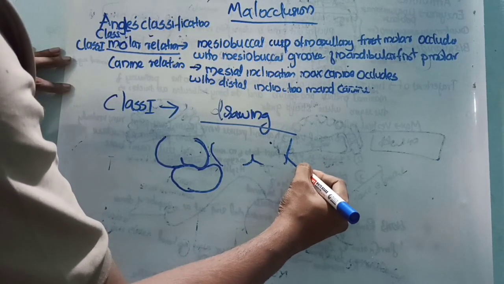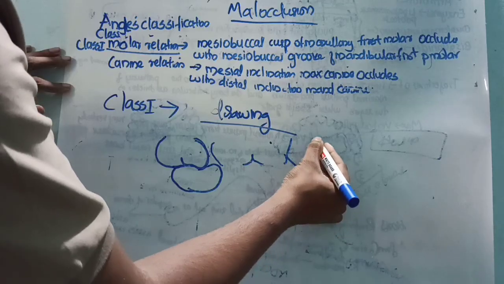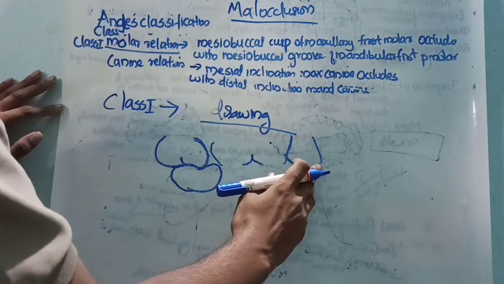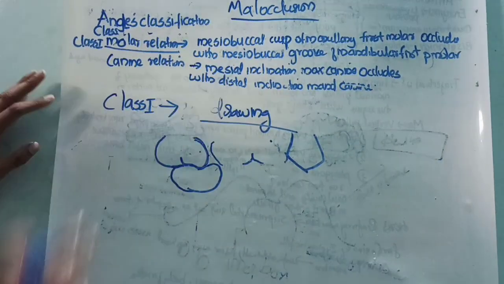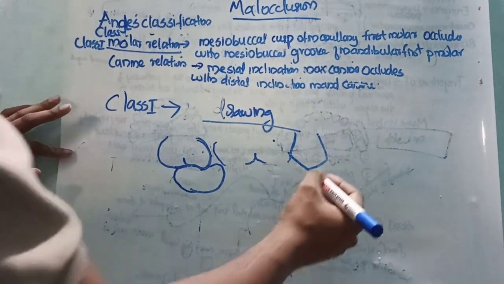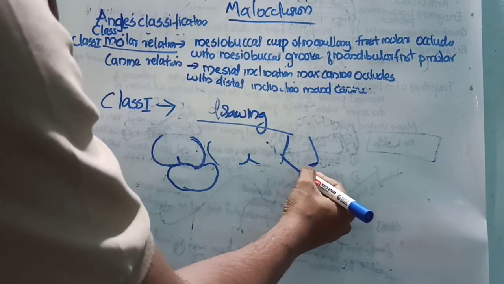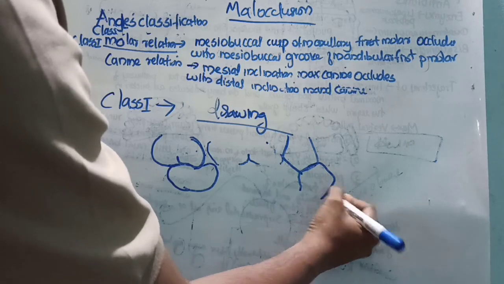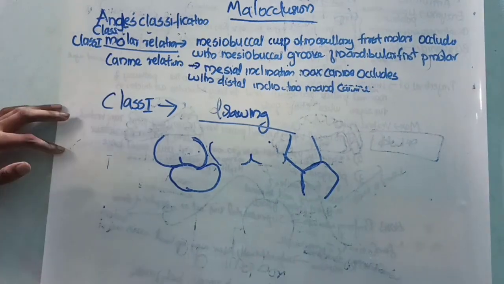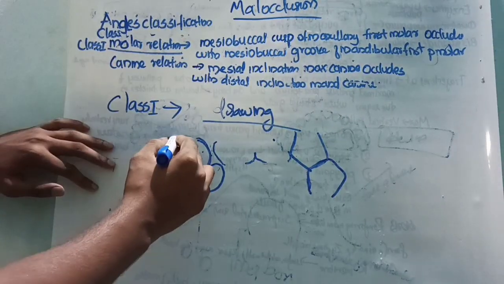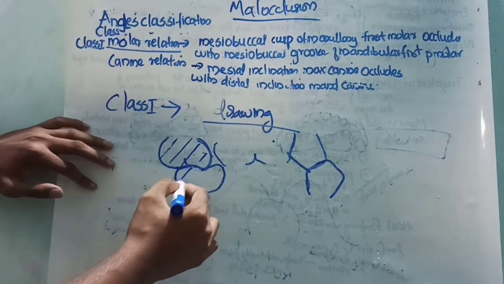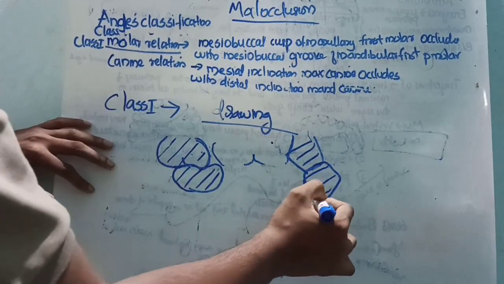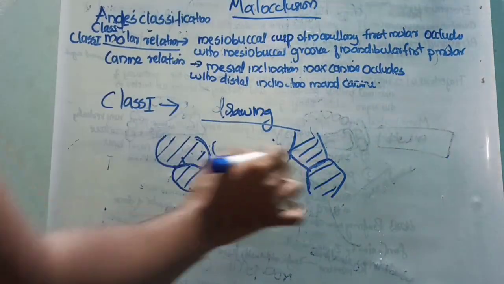Canine we have to draw like this, like a diamond. Yes, mesial inclination, distal inclination. The mesial inclination of the maxillary canine occludes with the distal inclination of the mandibular canine. So we have to draw like this. And we have to shade both the canine and molar as well. Shade like this, and we have to fill the remaining teeth.